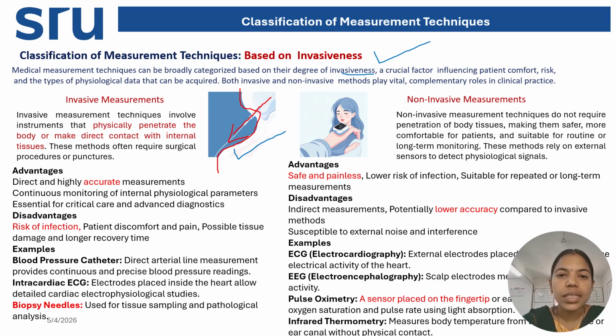And the examples are blood pressure catheter. It is a direct arterial line measurement. It provides continuous and precise blood pressure readings. Sometimes we need to take the continuous BP of the patient. Intracardiac ECG: electrodes placed inside the heart allow detailed cardiac electrophysiological studies.